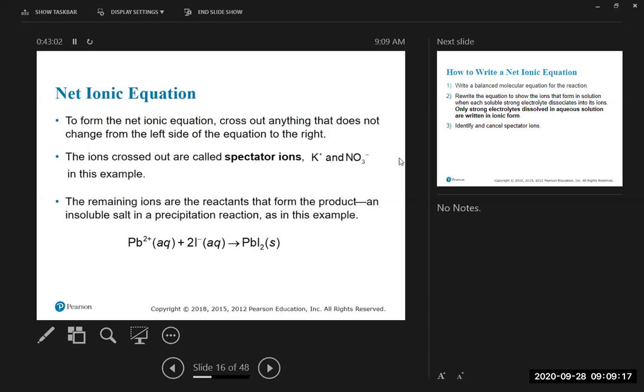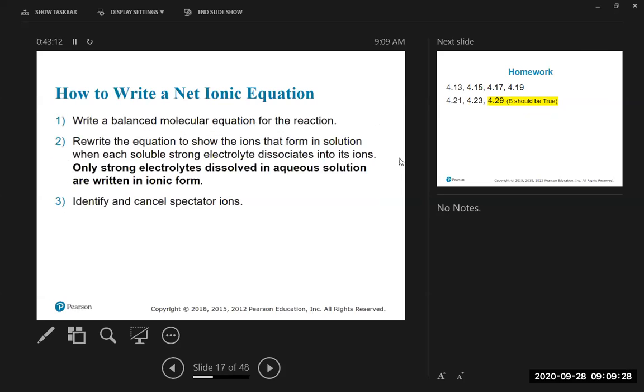Any questions about the 3 types of reactions and how we kind of walk through those? Okay. Okay, this is what we just talked about.